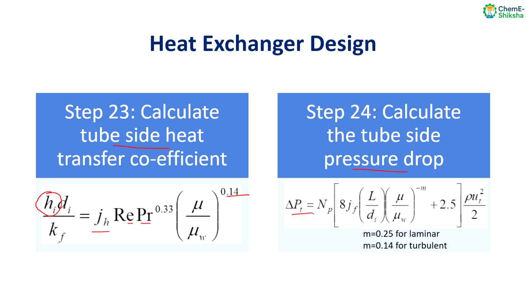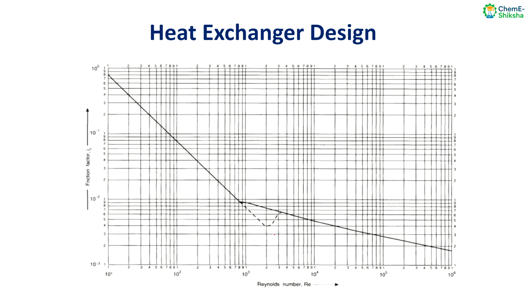Similarly, the tube side pressure drop delta Pt equals Np, the number of passes, into 8 Jf L by di into mu by mu w to the power minus m, plus 2.5, into rho Vt square by 2. The m value is 0.25 for laminar flow, and for turbulent flow the m value is 0.14. Np is the number of passes and Jf is the friction factor, which can be calculated from this chart if we know the Reynolds number and the L by D ratio.